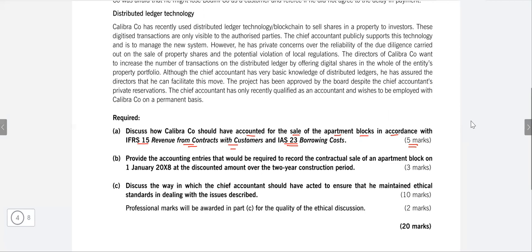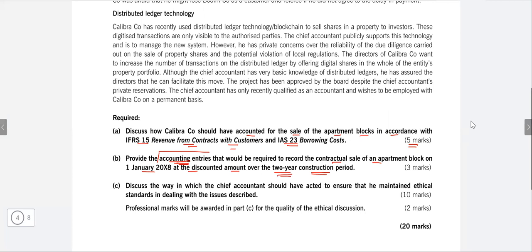Okay, then we have: provide the accounting entries. This is something students want to get rid of during their studies. They ask, sir, are we supposed to remember the journal entries, double entries, accounting entries? Yes, you are supposed to remember that, because in the SBR exam, you see this is right in front of you. The examiner is specifically asking you to write the journal entries. So provide the accounting entries that would be required to record the contractual sale of an apartment block on 1st January 2008 at a discounted amount over the 2-year construction period. That means you're supposed to perform all the general entries related to that.